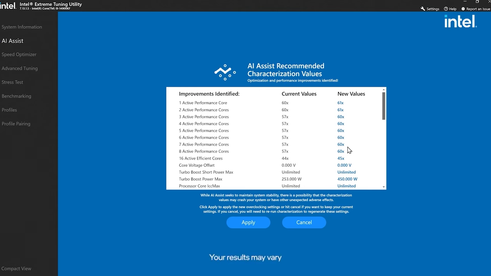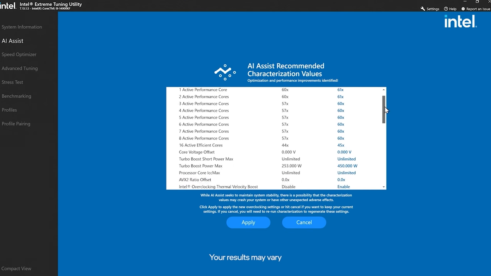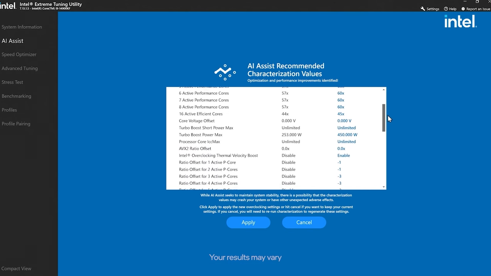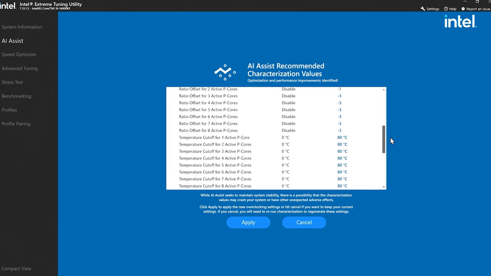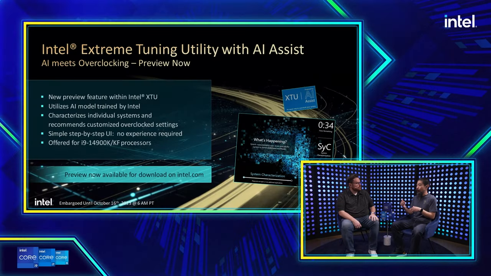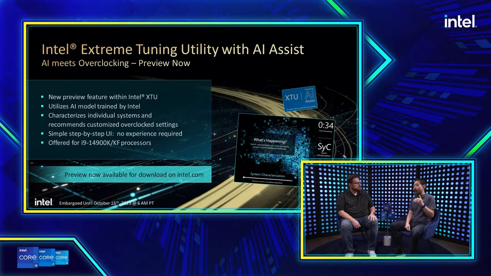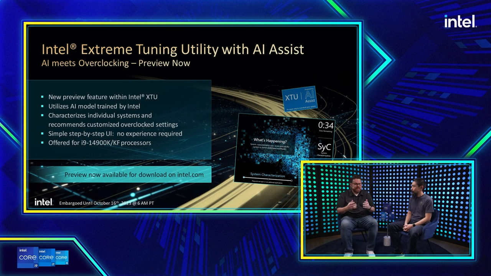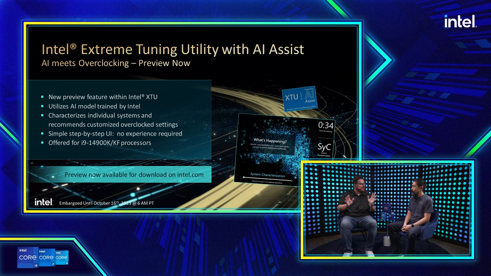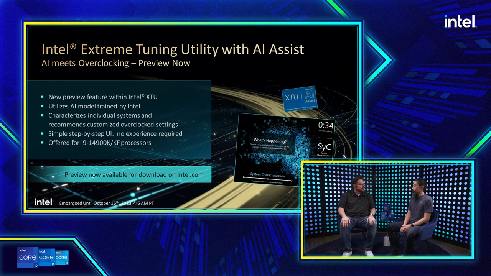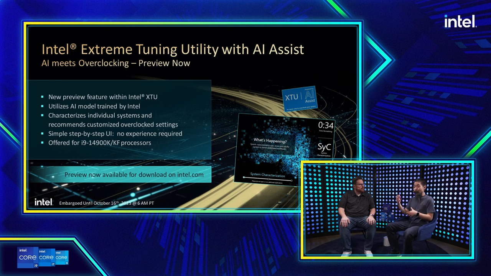Okay. And by the way, this is available today. It's the current version of XTU that you can download. So it's in there, if you're getting an i9. And this is a great starting point, whether you're a seasoned overclocker or you're just getting started. This gets you further than you would get with Intel Speed Optimizer. Nice. And it works across all platforms, motherboards, anything. It's good to go. That's the big one, right? We have a lot of respect for our partners. You're going to hear from one today with their own AI overclocking solution. But this one is platform agnostic, and you can run it anywhere.